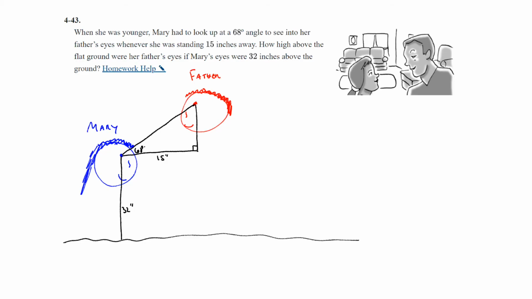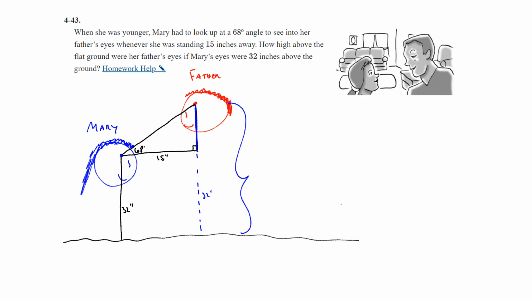So I went ahead and drew the picture so I could get an idea as to what it was we were looking at. She's looking up at a 68-degree angle to her father's eyes. She is standing 15 inches away. And then she's 32 inches above the ground herself, and we're trying to figure out how high above the flat ground her father's eyes are. So we're looking for that total distance. Now we already know, based on Mary, that this is 32 inches. So really I'm looking for this length right here.